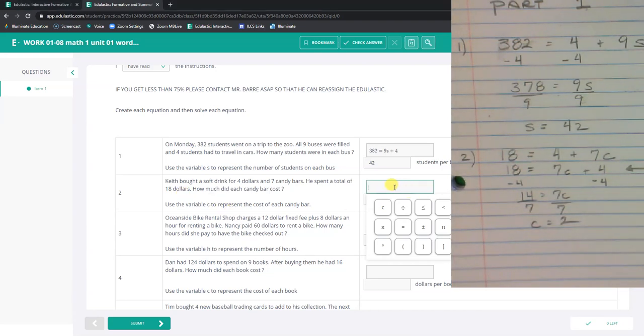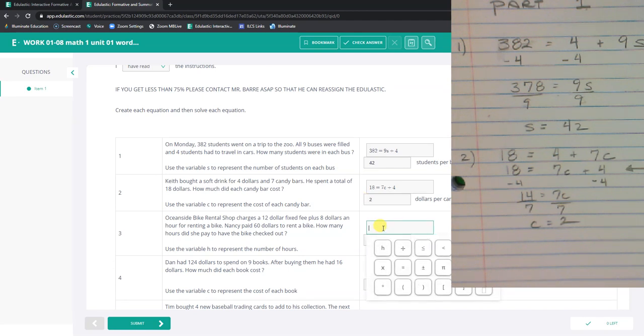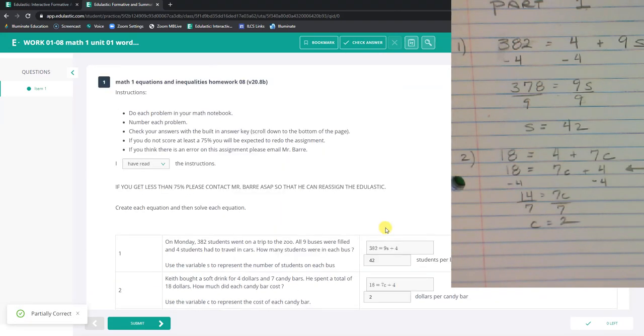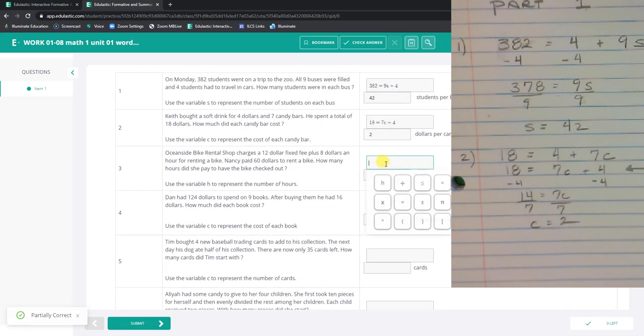I'll get that in here. 18 equals 7C plus 4. And each candy bar costs $2. Let's check that one. Hey, we're looking good.